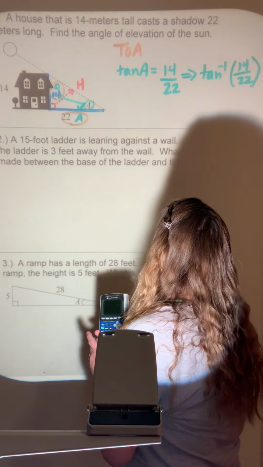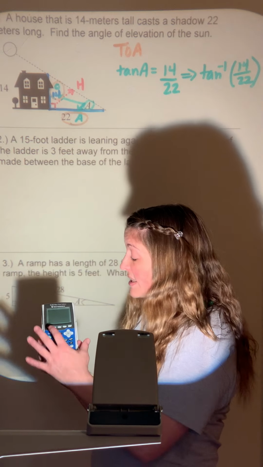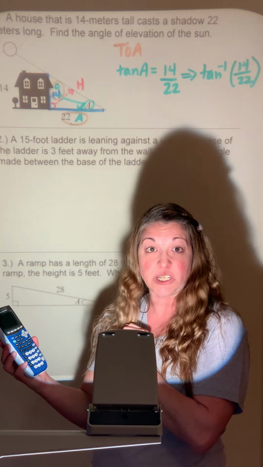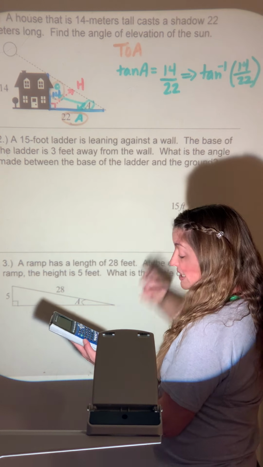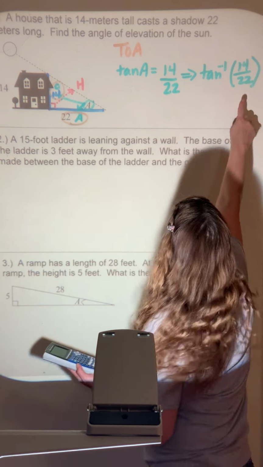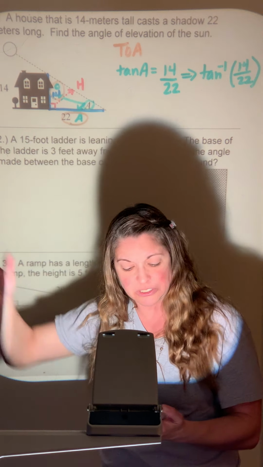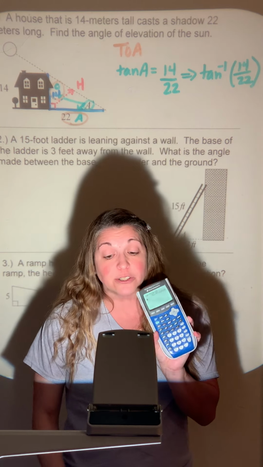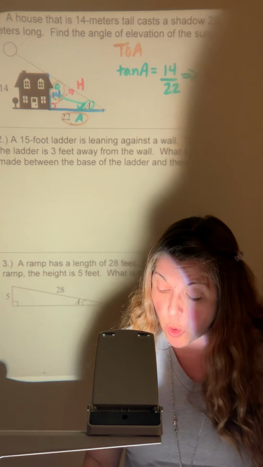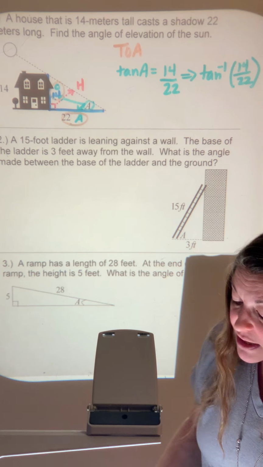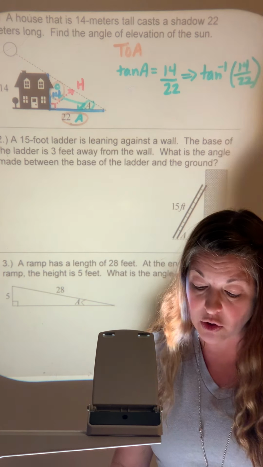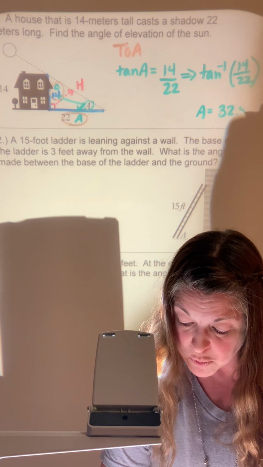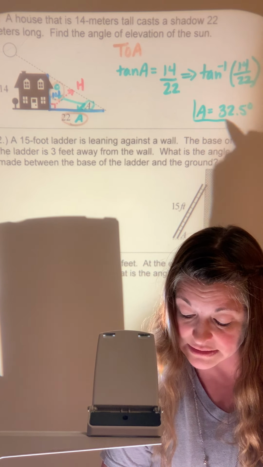So we're going to go ahead, again, the inverse tangent is the one that's after the second. So I'm going to have to hit the second key and then tangent, and then 14 divided by, because we know a fraction bar is just fancy for division, 22, enter. On your calculator, you should get 32 point, and then if I'm rounding properly, I'll get a 5. So our angle A is going to be equal to 32.5 degrees.